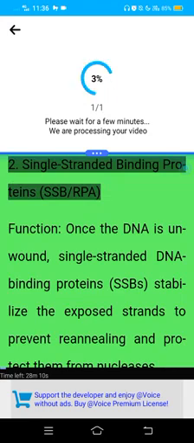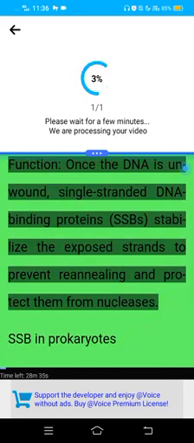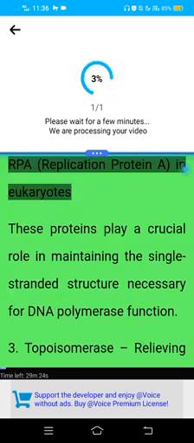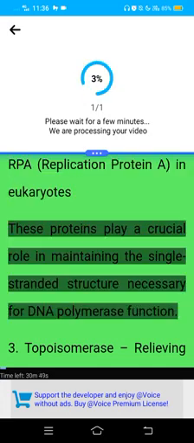2. Single-stranded binding proteins, SSB, RPA. Function: Once the DNA is unwound, single-stranded DNA binding proteins, SSBs, stabilize the exposed strands to prevent reannealing and protect them from nucleases. SSB in prokaryotes. RPA, replication protein A, in eukaryotes. These proteins play a crucial role in maintaining the single-stranded structure necessary for DNA polymerase function.